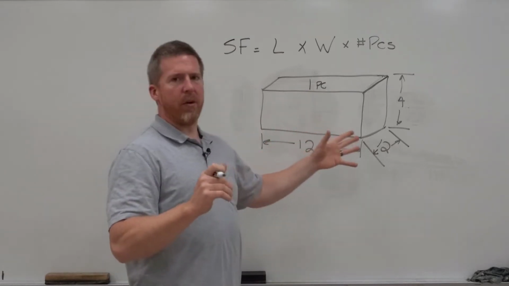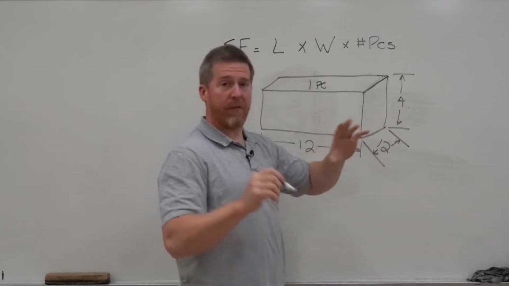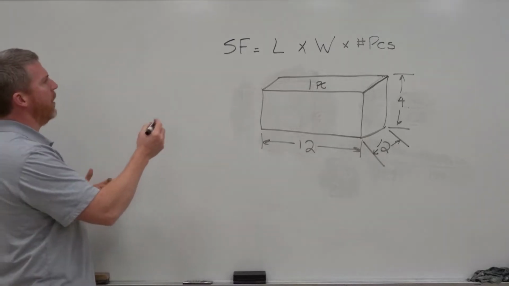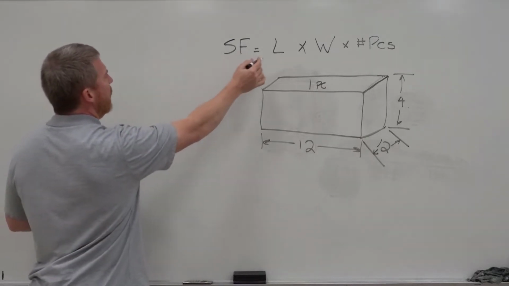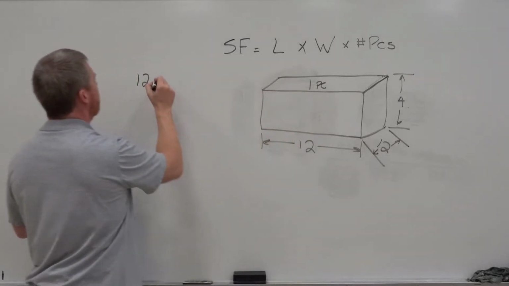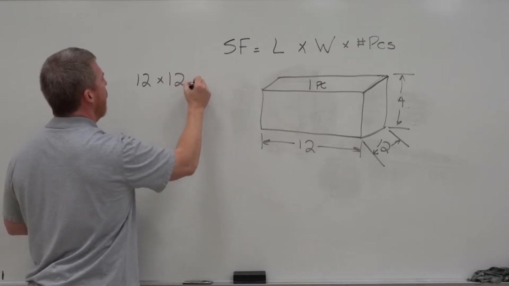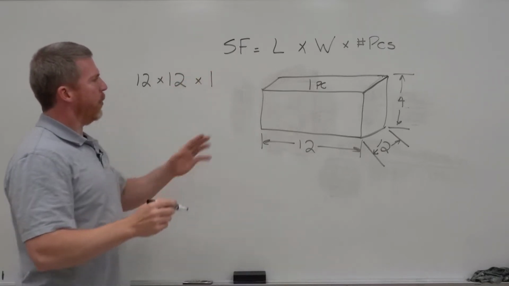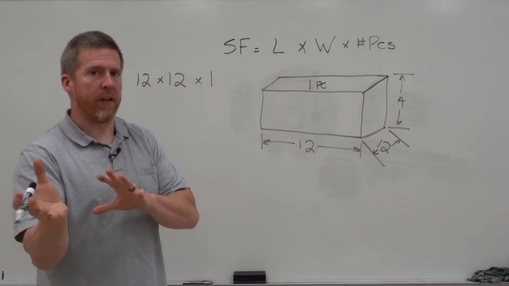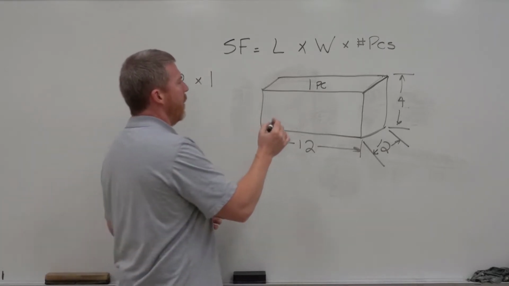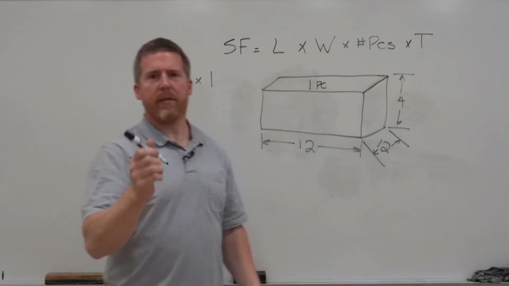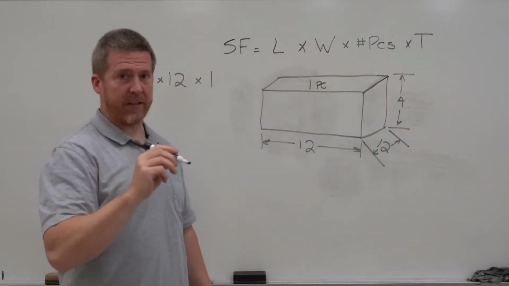Now, we have an extra number here. We have a thickness, and we'll get to that in just a second. But first, let's plug in what we do have and what we know already. So I'll step over here a little bit. Our square feet is length, so it's 12, because they're all 12, except for the height. Our width is 12, and then how many do we have? 1 of them. But we also have this thickness. Now, let me explain how to convert all this into board feet, not into square feet. When we put in a thickness, we'll say times our thickness or height, length times width times height, but thickness would be exactly the same thing.